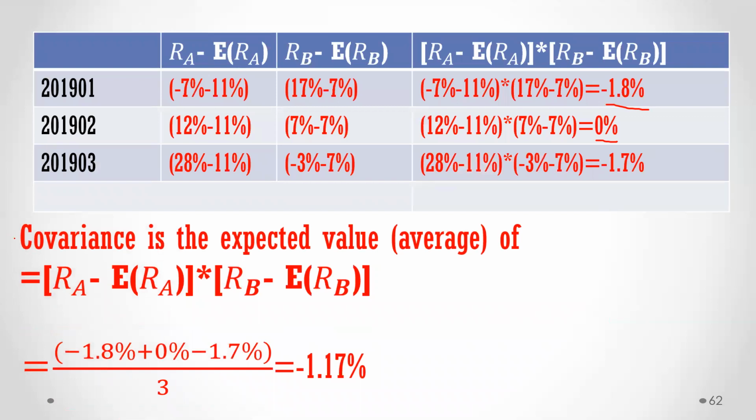So next step, the covariance is the average, or expected value, of the product of the deviation. So we just sum it up and divide it by 3. So we get the covariance is minus 1.17%. So we can say that basically the two stars move in the negative direction because on average they tend to have a negative product of the deviation. This means that when one star increases, the other star usually decreases. Okay, this is the covariance.